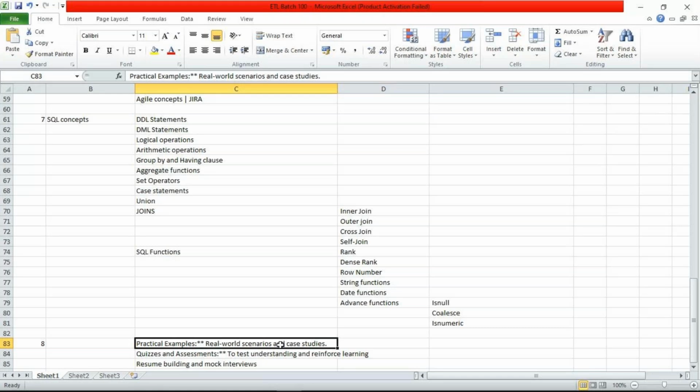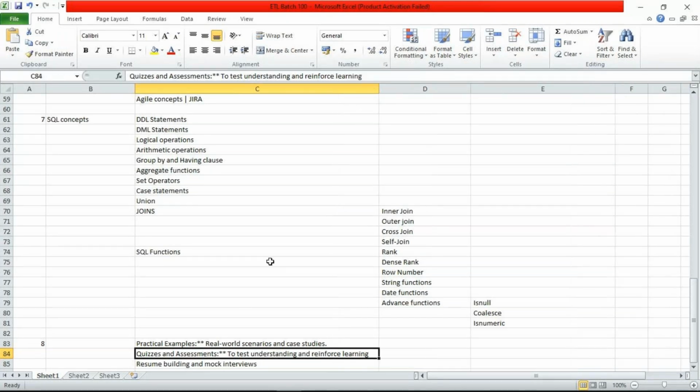I'll try to cover this case study, and I'll give you a quiz and assignments also, a quiz and assessment. We'll conduct one test session, a quiz session, on one weekend, in which I'll give you one set of questions, and you'll have to solve those questions and send them back to me, and we will evaluate your understanding, so that you'll build confidence, I feel. So I'm keeping this assessment session also.